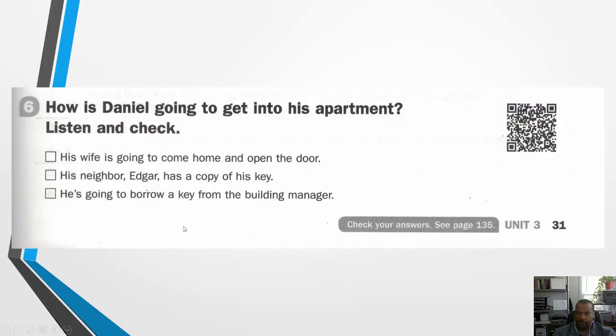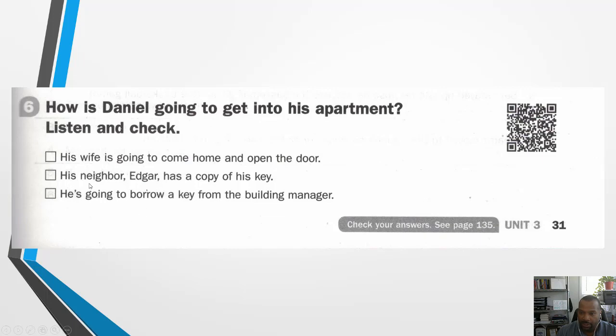Okay, so hopefully you had some time to listen to the conversation. So let's see what we have here. The question is, how is Daniel going to get into his apartment? The first answer is his wife is going to come home and open the door. That's not correct, right? Because he didn't even get a chance to call his wife. He wanted to call her to do that, but that didn't happen.